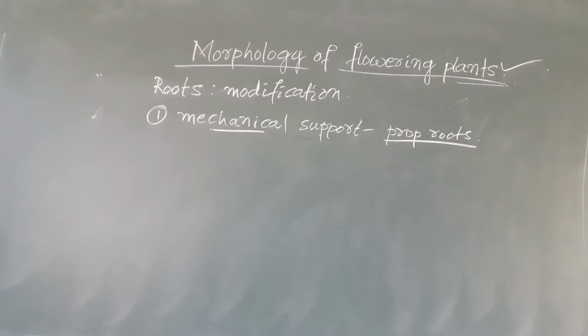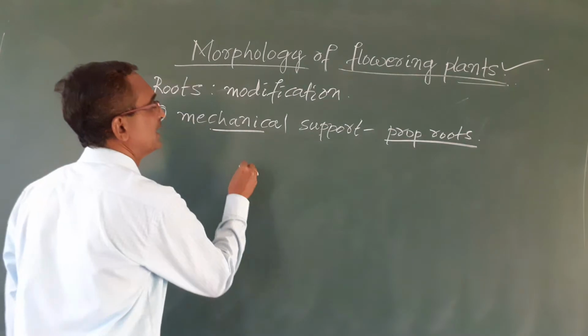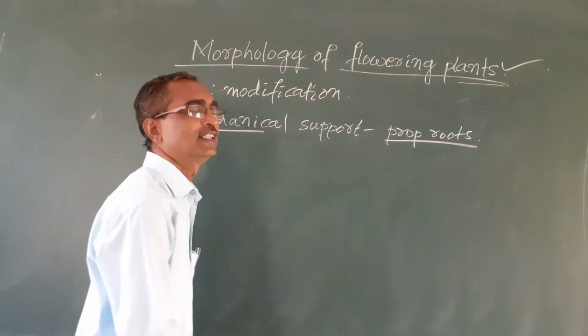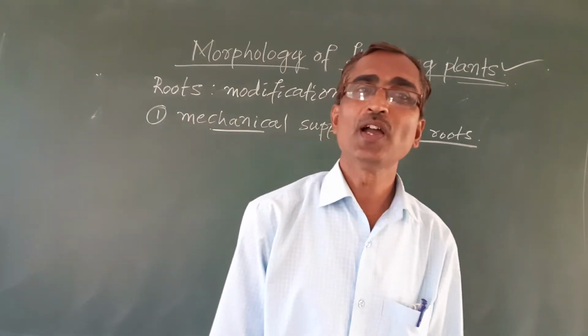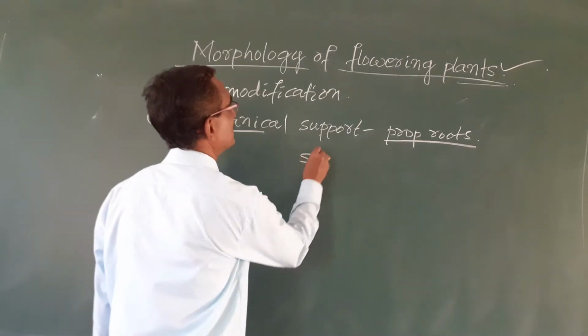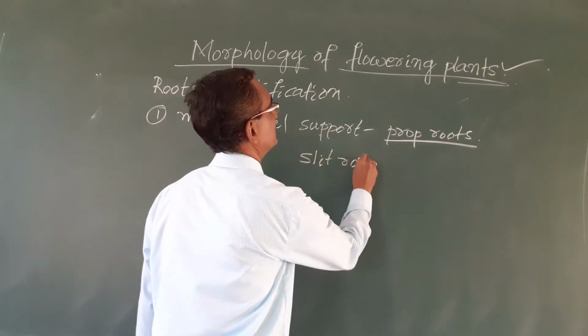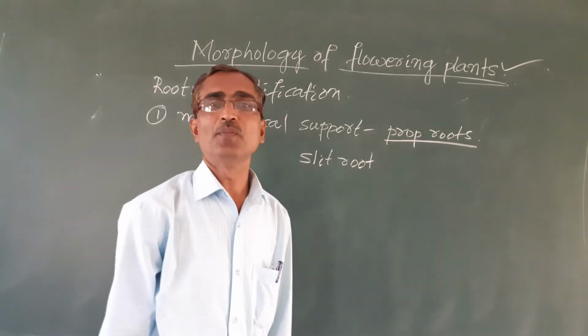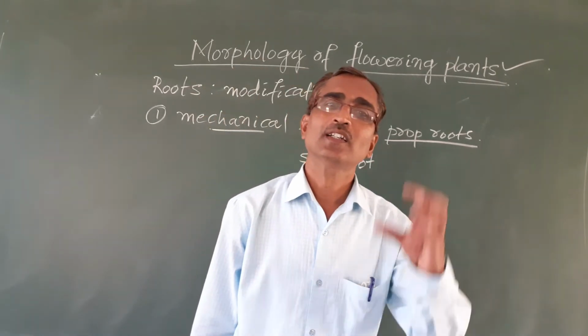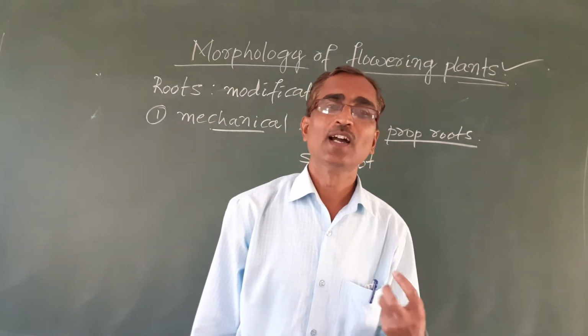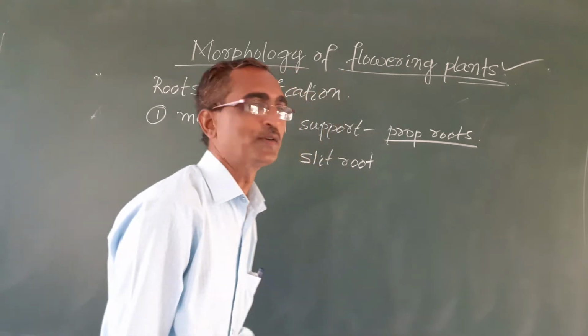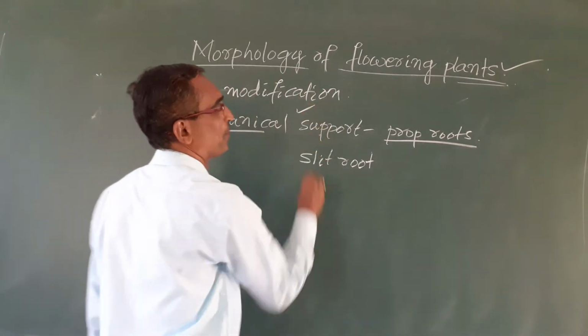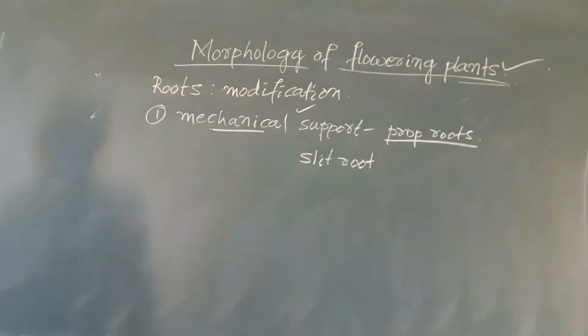And even in sugarcane and maize you have seen stilt roots. Even in maize or sugarcane there are stilt roots; they are also modified roots for the purpose of mechanical support, okay.